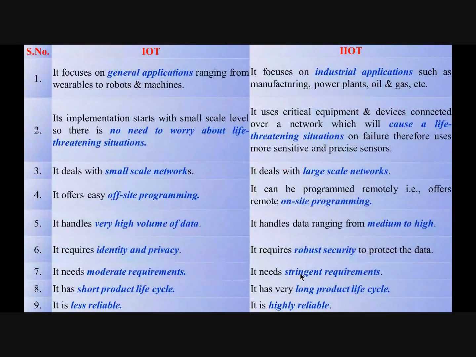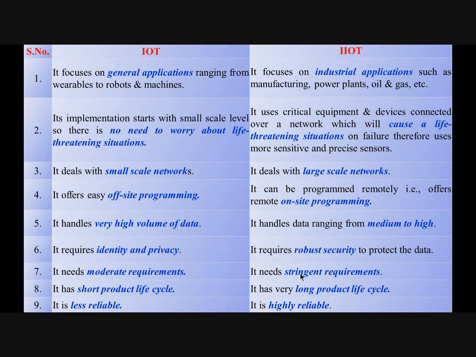Okay. And now let's look at the comparison or difference between IoT and IIoT. IoT focuses mainly on general applications, whereas IIoT focuses on industrial applications. In IoT, we need not worry about life-threatening situations, whereas IIoT can cause a life-threatening situation. Okay, because it uses some very critical and important equipment, and all these devices are interconnected over a network. So it can have a life-threatening situation.